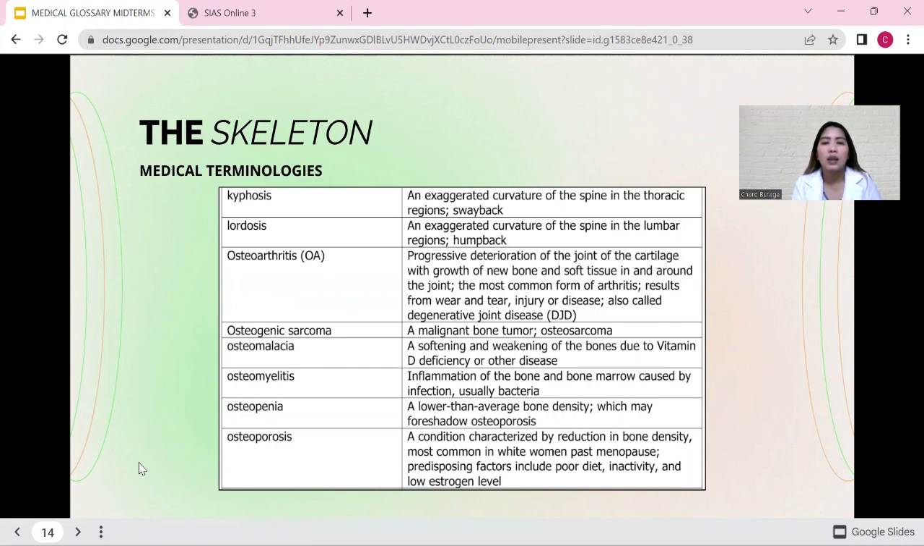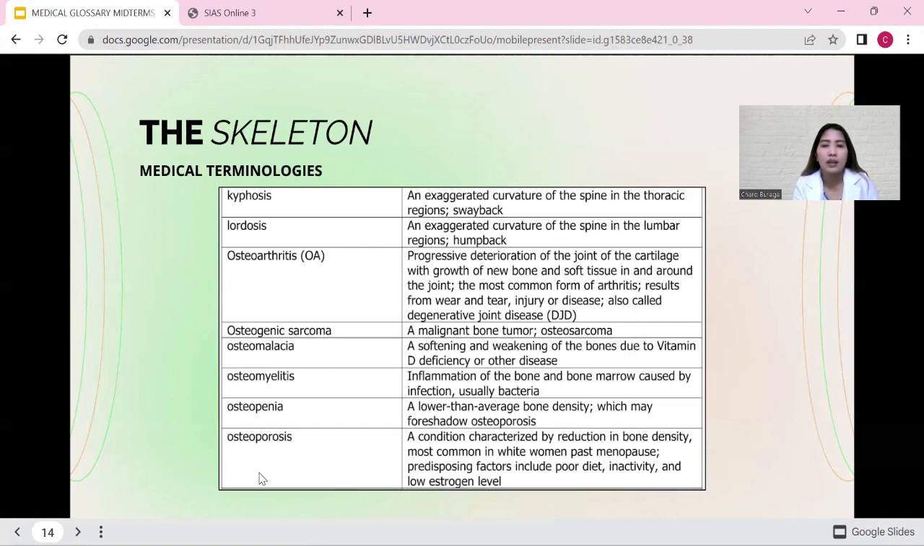Lordosis, an exaggerated curvature of the spine in the lumbar region, or the humpback. Yun yung, nakita nyo na yung hump, nagkaroon na, sobrang scoliosis niya, sobrang curve niya, halos nakaganon na si lola. So, ayun yun.